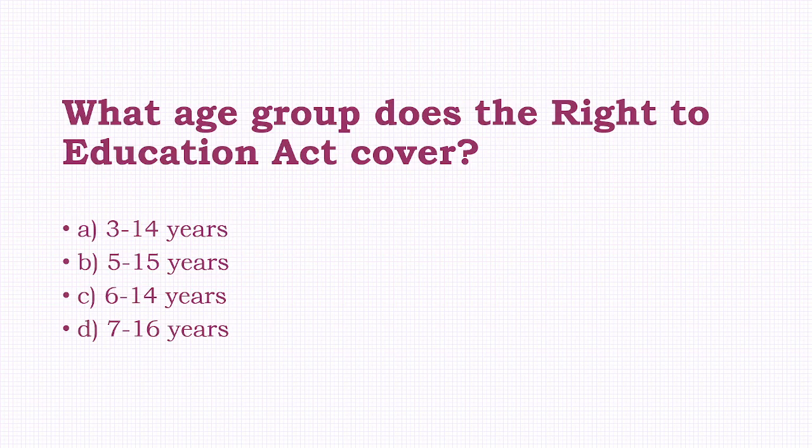What age group does the Right to Education Act cover? Option 3 to 14 years, 5 to 15 years, 6 to 14 years, 7 to 16 years. Answer of this question is option C, that is 6 to 14 years.